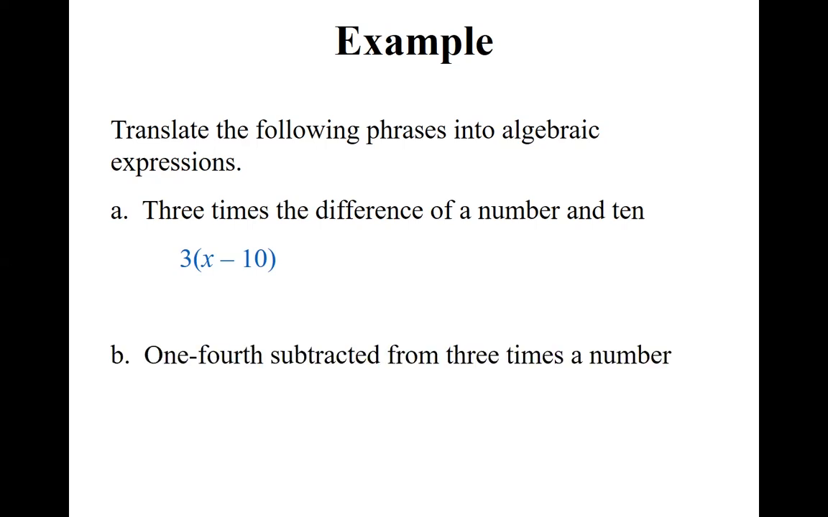B, 1/4 subtracted from 3 times a number. Again, subtraction, order matters. Subtracting from 3 times a number means we're starting with 3 times a number, 3x. And we are subtracting from that 1/4. 3x minus 1/4. Notice the x minus 1/4 is not in parentheses. We're not doing 3 times the difference of a number and 1/4. We're doing 3 times the number and then subtracting 1/4. The 3 has nothing to do with the 1/4.